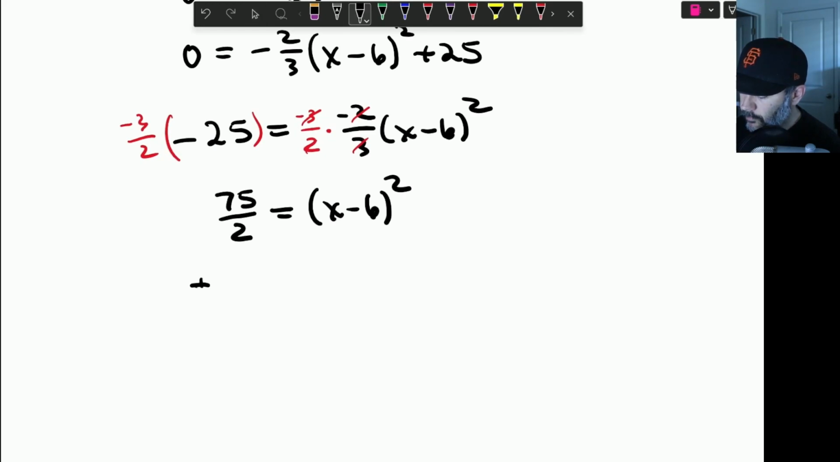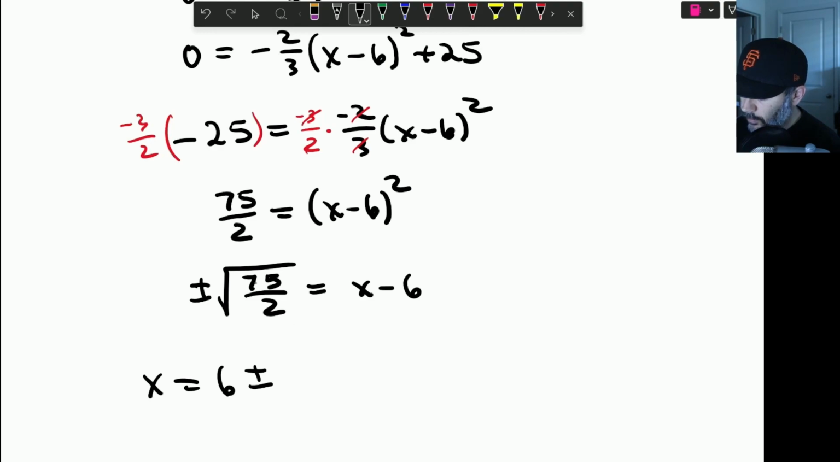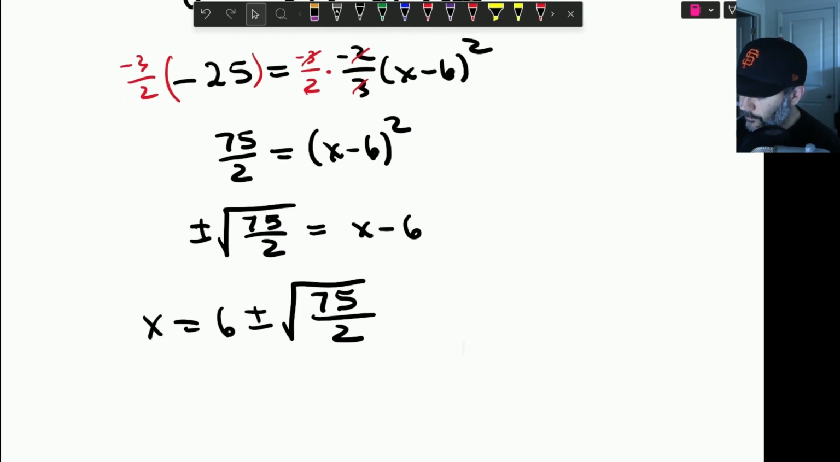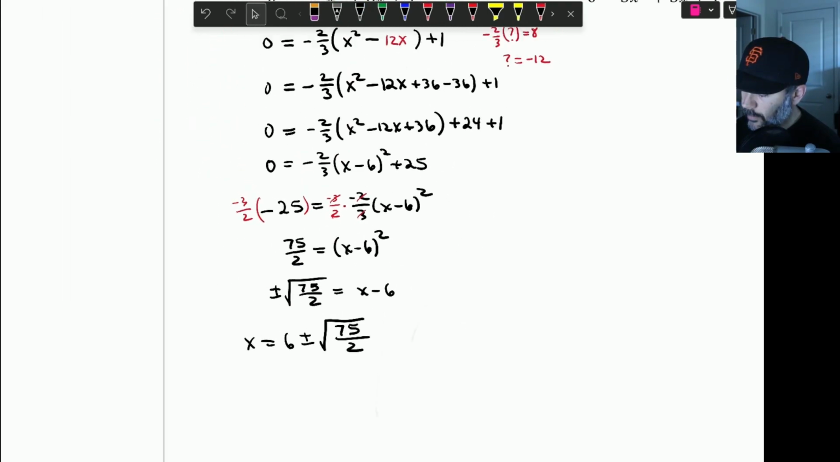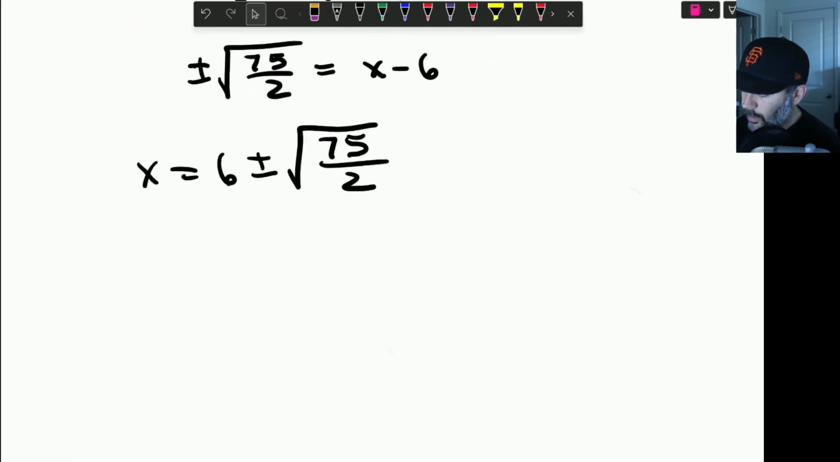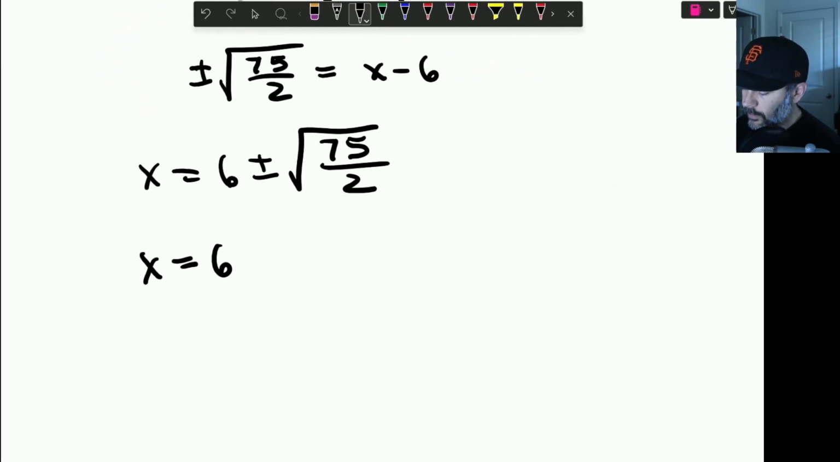Square root both sides, plus or minus square root of 75 over 2 equals x minus 6. And add 6 to both sides, and I get x equals 6 plus or minus, well, I'll just do it in 2 steps. Square root of 75 over 2. And then x equals 6 plus or minus.